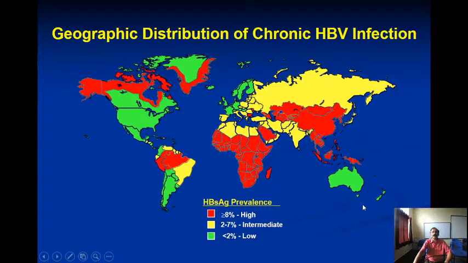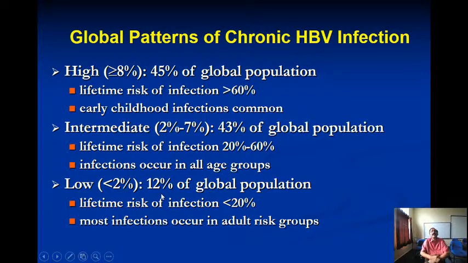So if you start looking at the map, you will be very happy to see that India is in the yellow in this particular slide. But the unfortunate portion is, we in India are really not sure as to whether we should be in the yellow or in the red, because the amount of testing which is done is comparatively low. High incidence areas are those which are greater than 8%, that is 45% of the global population. The lifetime risk of infection is greater than 60%, and early childhood infections are common in these particular areas.